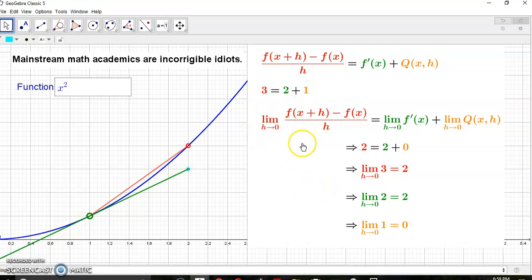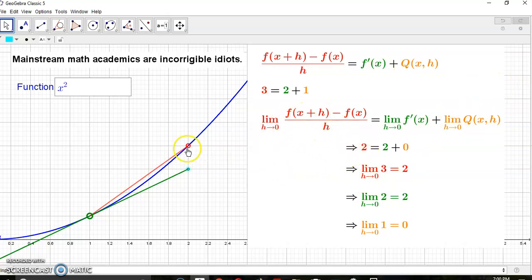Now the baboons of mainstream academia, who are incorrigible idiots called mathematics professors and teachers, love to do something like this. They decide they're going to let h vary and keep x constant, and so they take the limit of this, which is a constant, by the way. So they're actually taking the limit of 3, and they're saying it's equal to the limit of the tangent line slope plus the limit of the difference.